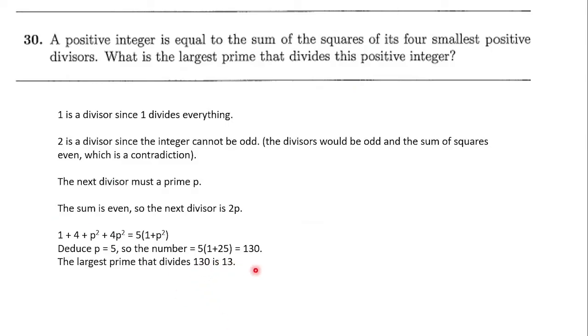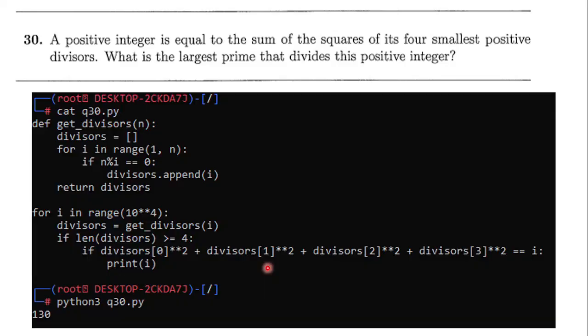I also wrote some Python code to analyze this, and I searched the first 10,000 numbers, and only 130 was equal to the sum of the squares of its 4 smallest positive divisors, which is pretty interesting.